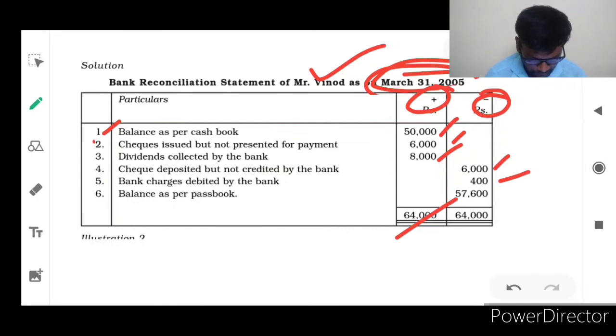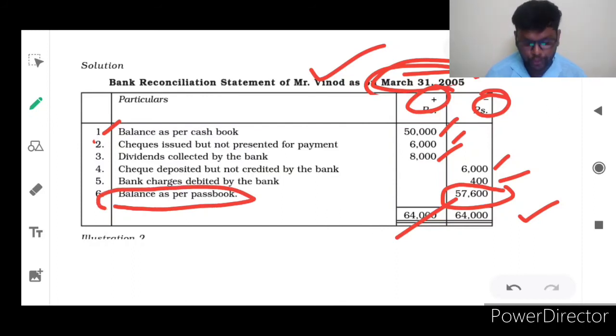Then this side, how much? 6,400. 6,400 minus 64,000, 57,600 rupees. It shows very clearly, as per passbook, the final amount should be 57,600 rupees.